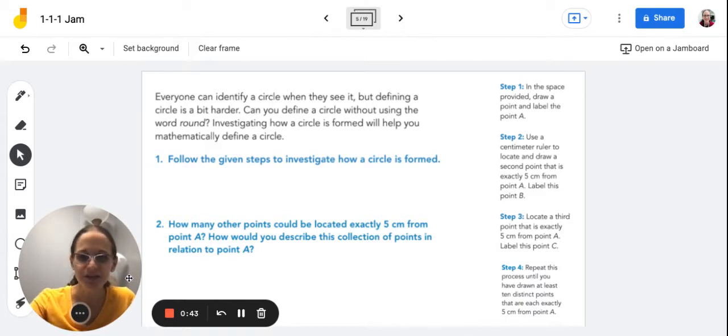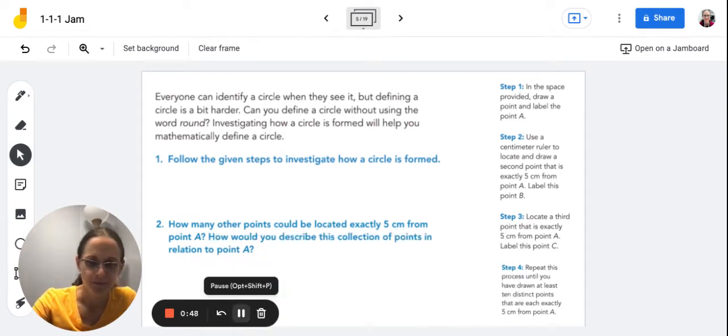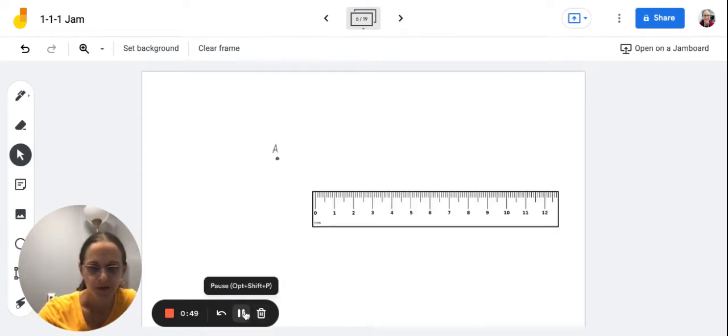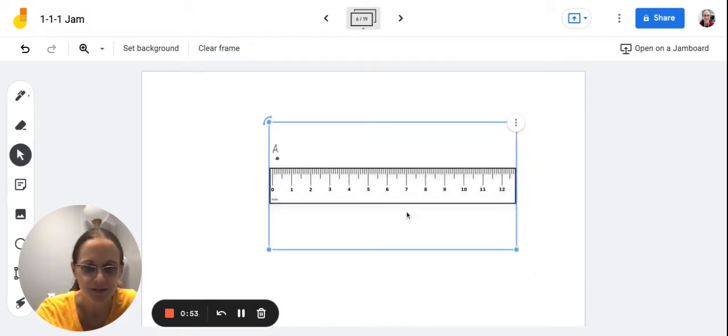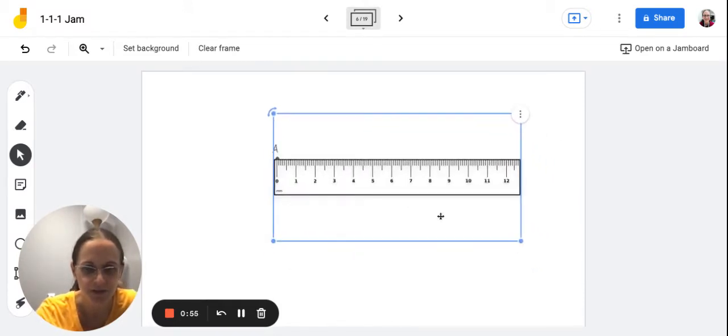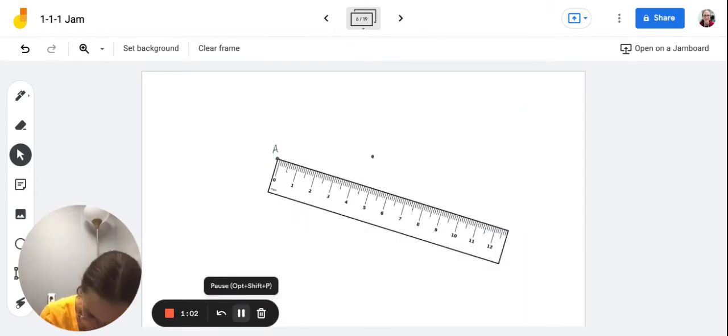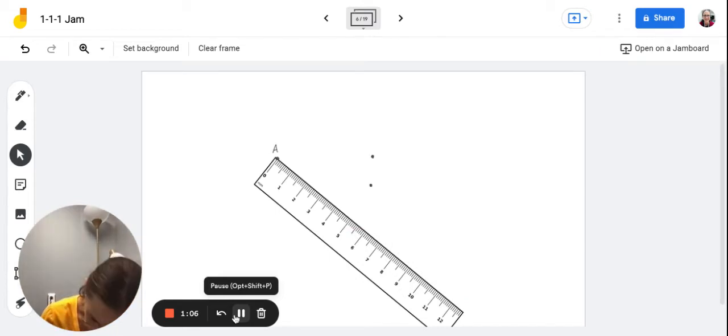So, here's your first step. In the space provided, draw a point and label the point A. So I've done that here. Now my next step is to find a point that's 5 centimeters away from A. Let me do that using my ruler. Of course, you're doing this in your book. There we go. That point's 5 centimeters away. Now I've turned my ruler a little bit and here's another one. I've turned my ruler again and here's another one.